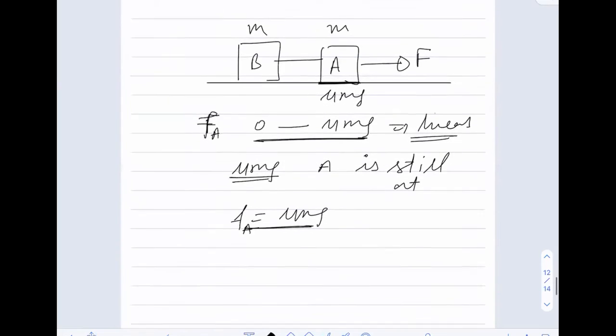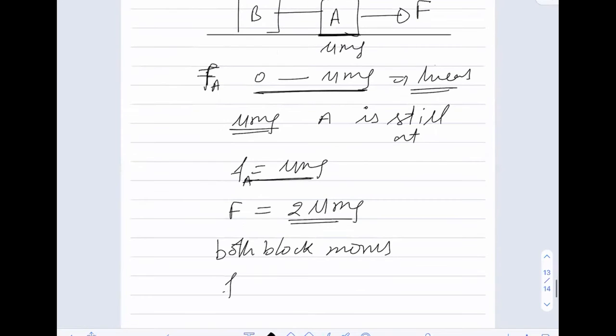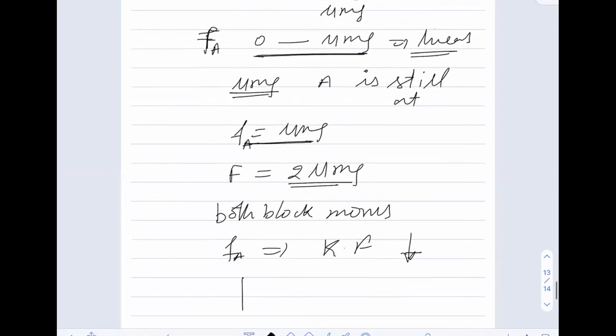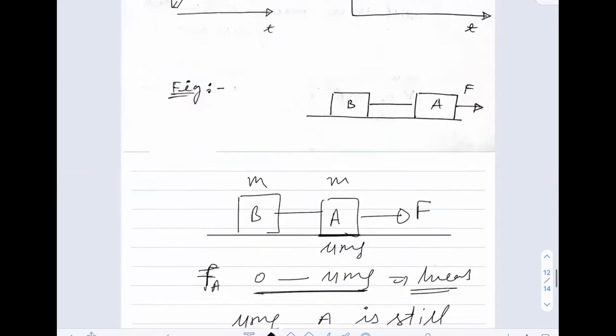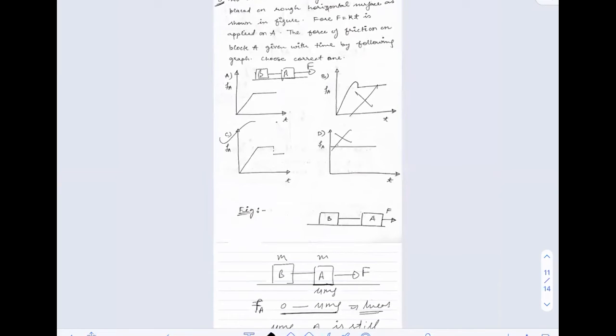Now, as soon as this force becomes equal to 2 mu mg, then only both blocks move together. When they move together, this friction force becomes kinetic friction and it reduces a little bit. So I can say that it will increase a little bit, then it will be constant for a while, then it will again reduce, and then it will move. So the option is C. With this question we'll wrap up this session.